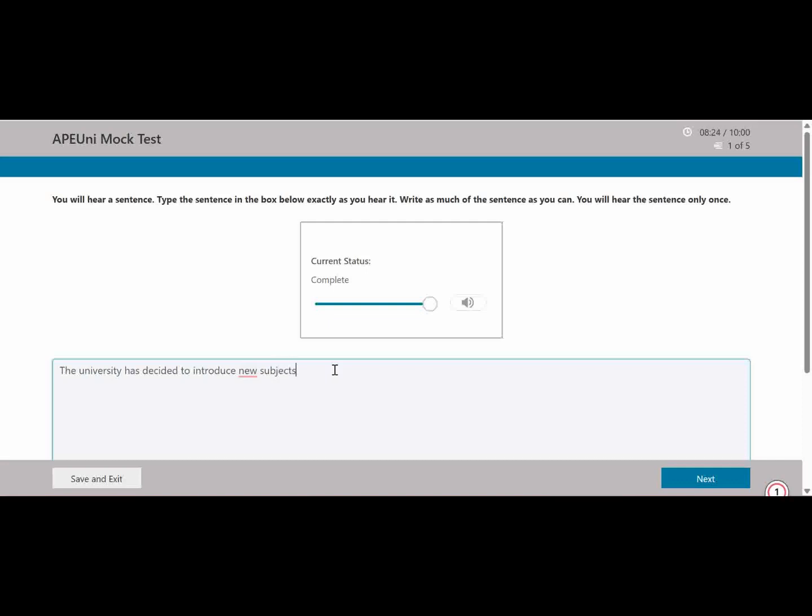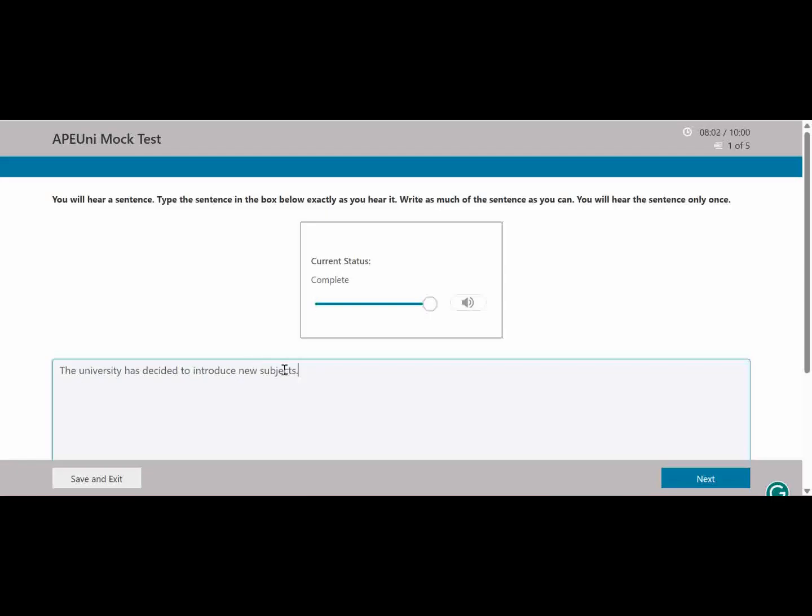If you are sure that this is the sentence, do not add extra words. If you are not sure, you are confused, then you can write down extra words, only 3 to 4 words, but at the end. So I am sure that this is the sentence exactly. So the sentence is: the university has decided to introduce new subjects.